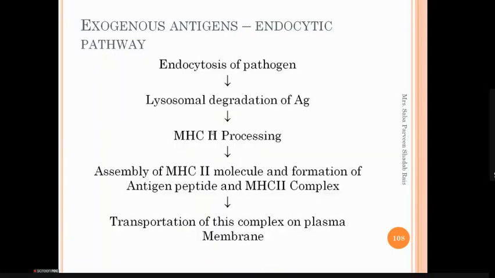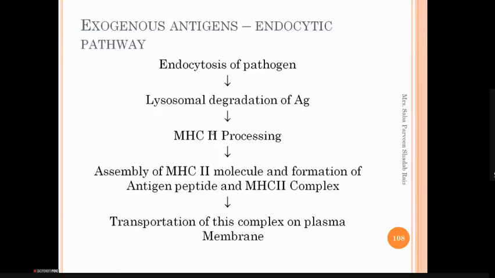Once again we'll revise the process. First, what is going to happen? One antigen is roaming out very nicely. So macrophages will encounter that particular type of antigen, and they will ingest it. They will take it inside through the process of endocytosis, and thereafter lysosomal degradation of the antigen will happen. Now the antigen will be chopped into 10 to 12 amino acid small fragments.